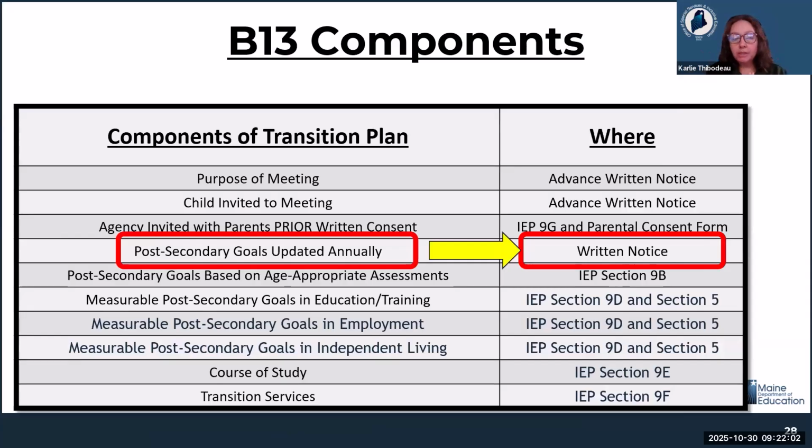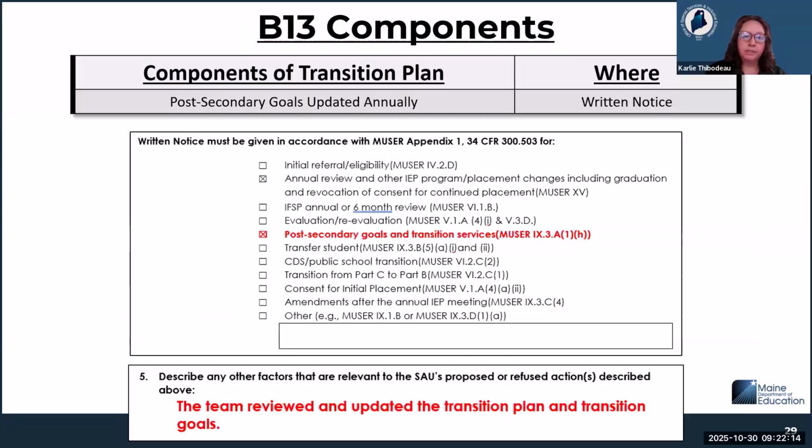All right, now we're going to talk about the written notice, what we look for in the written notice. And we look for a statement that those post-secondary goals have been updated. And again, that must be done at least annually. So we would look at the written notice, and then we would expect the written notice to also be checked that this was about post-secondary goals and transition services. And then we look for a statement. In this little screenshot, section 5 shows a statement that the team reviewed and updated the transition plan and transition goals.